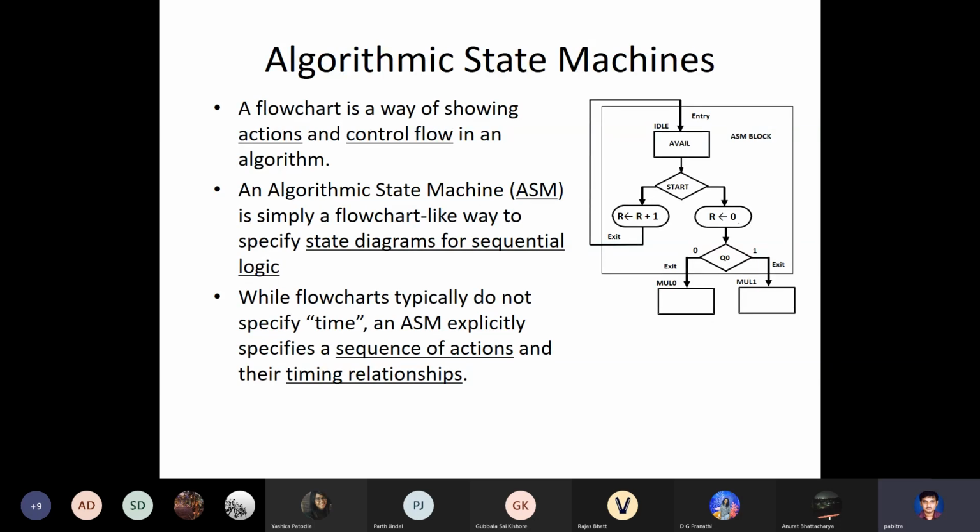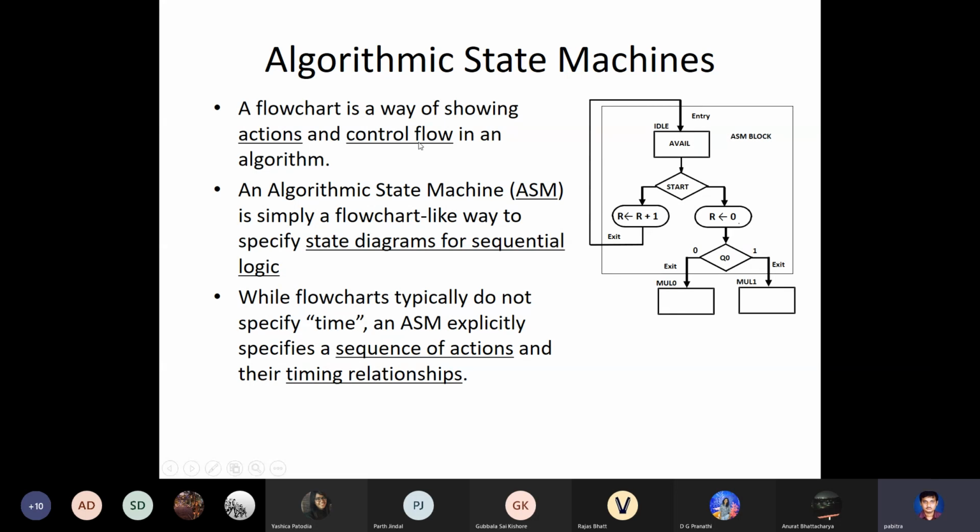All right, so this is almost like a flowchart. What a flowchart does is show a sequence of actions and the control flow of actions. It's almost like a flowchart, but along with the actions and control flow, you have a sequence or timing available. We'll use a flowchart to represent a sequential machine, the state diagram of a sequential machine.